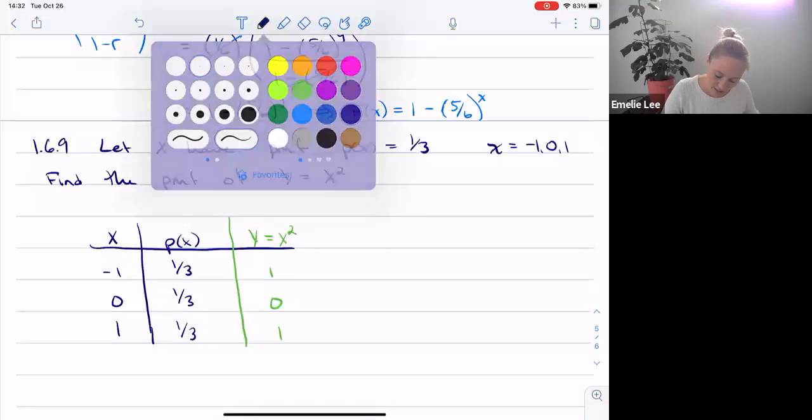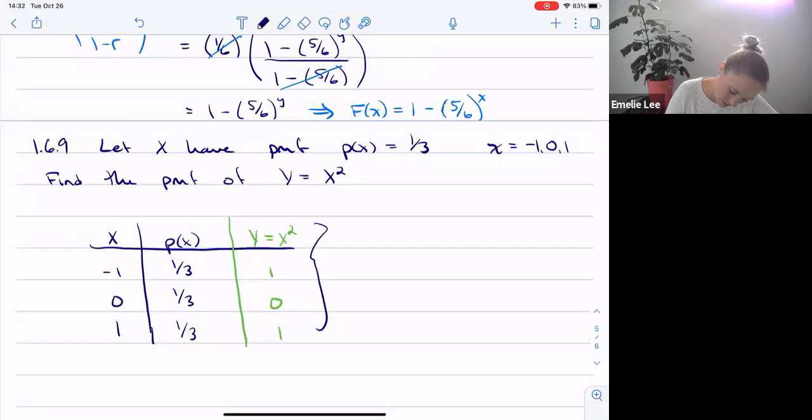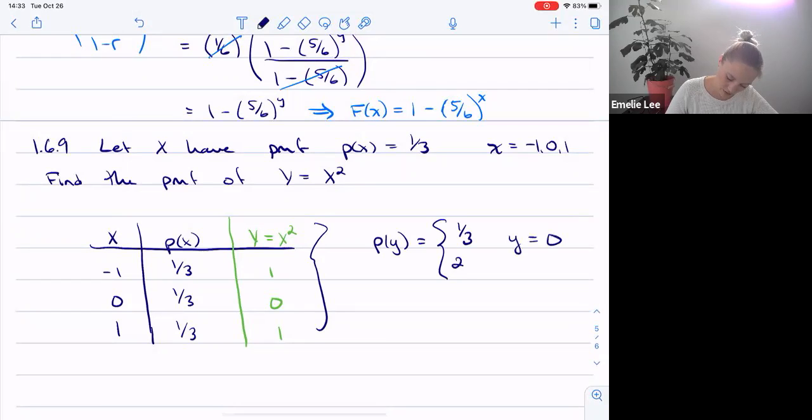But P of Y is going to be 1 over 3 when Y is 0, and 2 over 3 for Y equals 1. 0 otherwise.